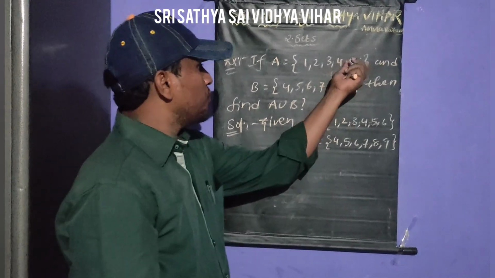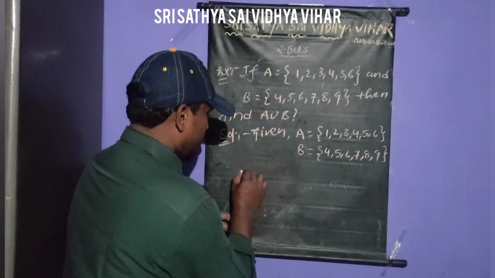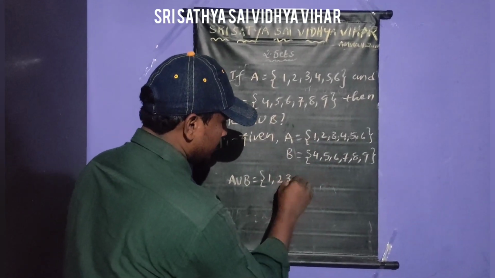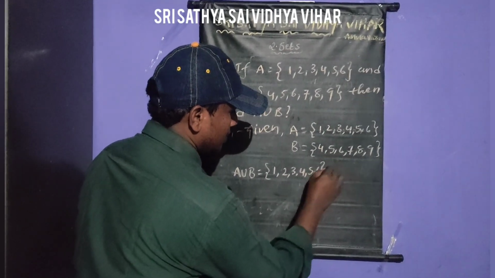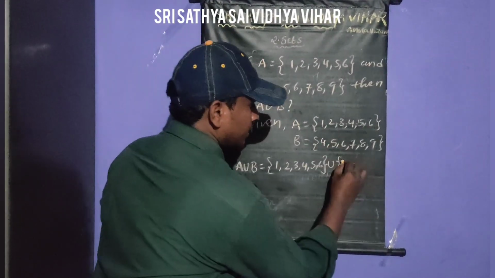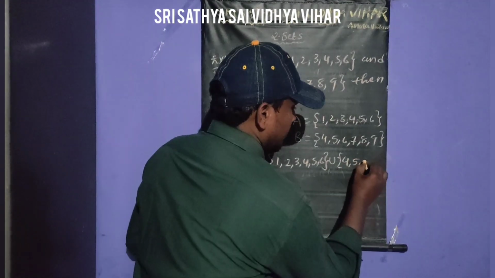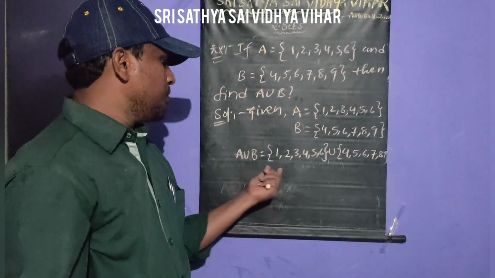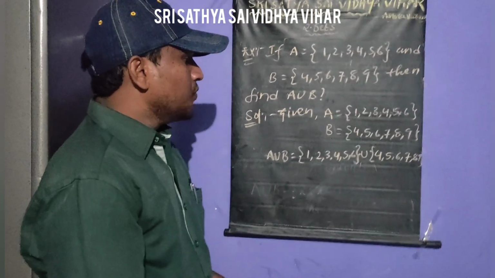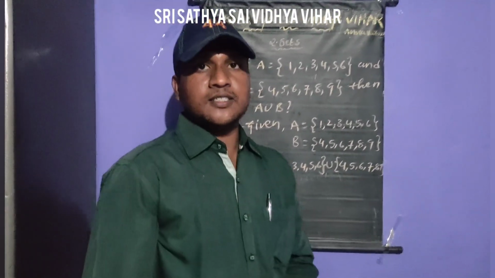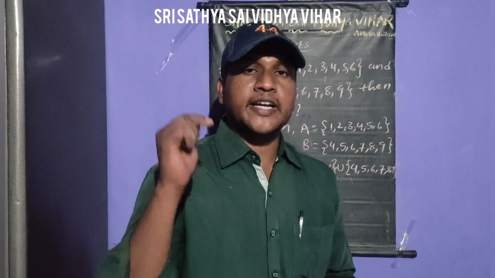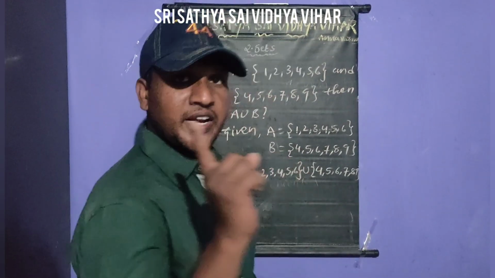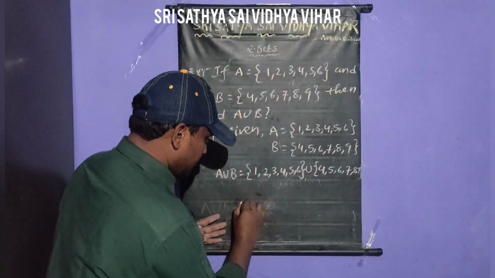What we have to find is A union B. Set A is 1, 2, 3, 4, 5, 6, union set B, which is 4, 5, 6, 7, 8, 9. Already we know that in a set, elements don't repeat. This is very important: elements don't repeat.